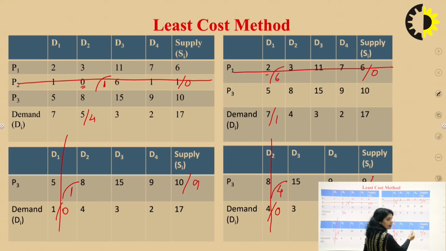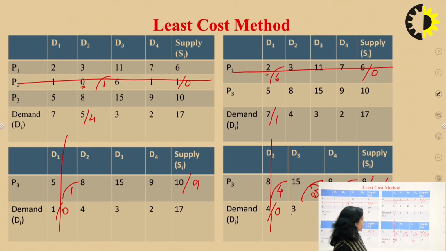Now we have D3 and D4 only. Now we will consider D4 because it is the least cost. So we will see here that the demand available is 2 and the supply available is 5. So we can satisfy the demand of 2 here. Okay. So it will become 0 and it will become 3. Now the last one is D3. So we will assign here demand and supply are equal, 3 and 3. So it will satisfy the demand of 3 here. Okay. So in this way we will allocate the cells in the least cost method.